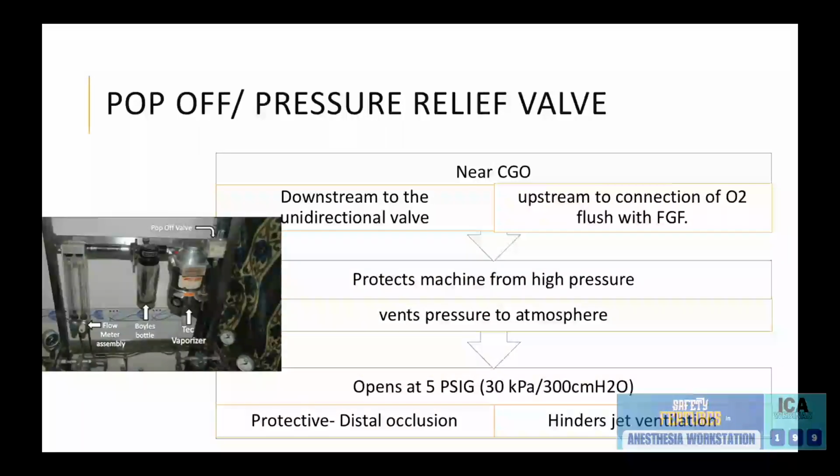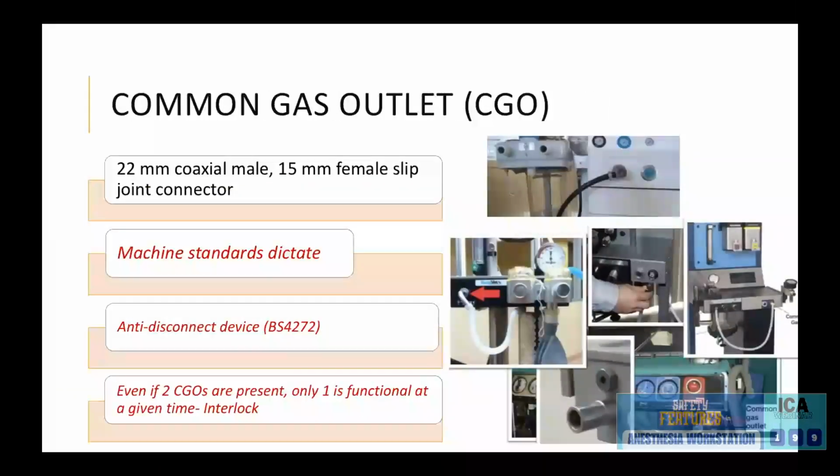If you want to use jet ventilation, it is not a feature of Boyle's, but some machines have an intermediate pressure system supply line with which you can provide jet ventilation. Now the common gas outlet. This is the common gas outlet, the breathing tube. It has a 15 mm inner female slip connector, and a 22 mm outer male coaxial joint. Here, the machine standards dictate that it should not get easily disconnected. So there has to be some retaining screw or cap to prevent it from getting disconnected.